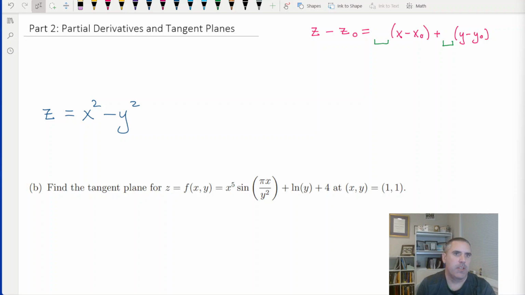Hello, Math 126 fans. Now we're going to talk about partial derivatives and tangent planes. I'm going to try to hit that in this one topic. I'm going to say a few general things, show some visuals, and then we'll do a few problems.